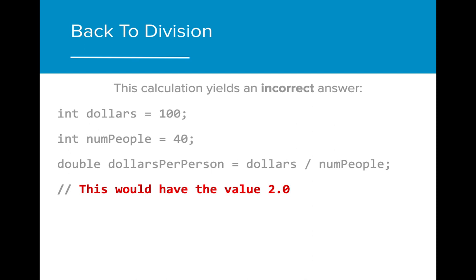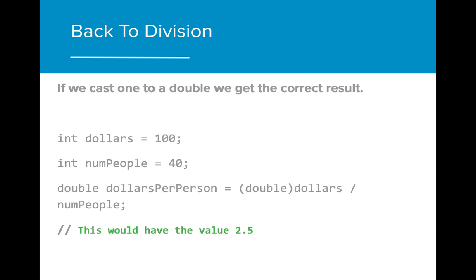Casting is especially important when considering how numerical values can change during division. In this example, we are attempting to figure out how many dollars we are able to give each person. Because the two values, dollars and num people, are ints, the dollars per person value will be truncated to equal 2. If we are looking to figure out the exact number of dollars per person, this calculation will not provide the correct answer. If we cast one of the variables, dollars or num people, as a double, the value of dollars per person will be correctly evaluated. In this case, dollars will be transformed to 100.0, which, when divided by 40, will equate to 2.5.